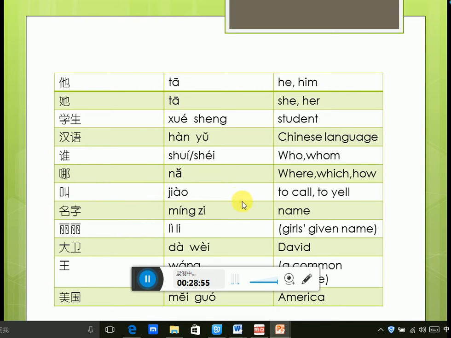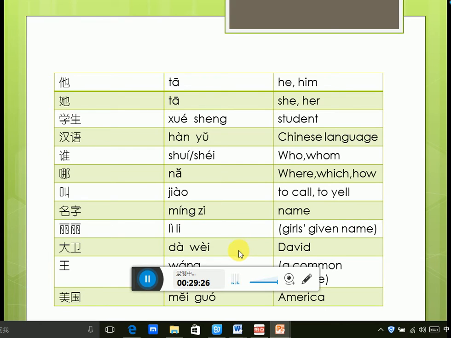叫 means to call or to yell. 名字 appears in the dialogue as well. Name. Lily, okay, it's a girl's given name. It is translated from Lily. 大卫 is translated from David.